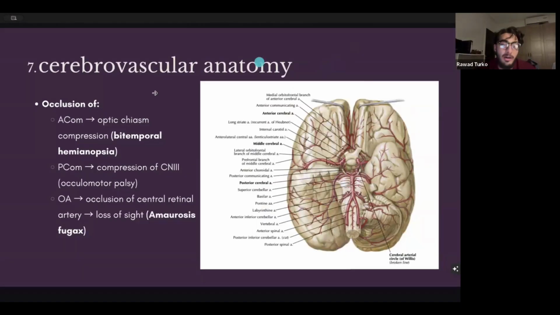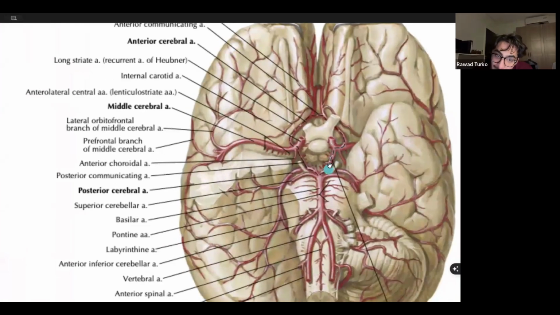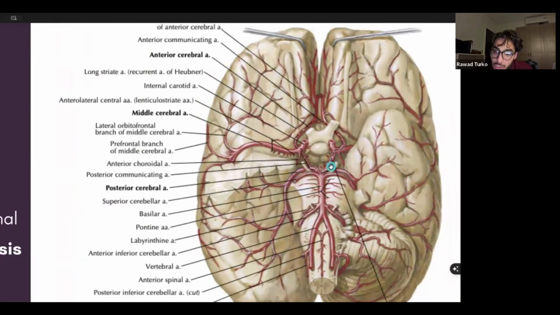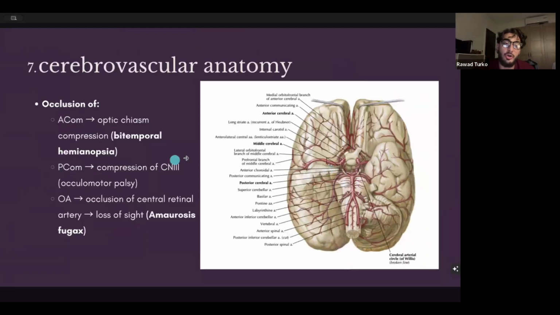So again, ACOM, an aneurysm there would act similarly to an adenoma, and a pituitary adenoma would cause bitemporal hemianopsia. PCOM, if we take a look at where PCOM is, the posterior communicating, it's right at the junction of where the oculomotor nerve would come out of the midbrain. So an aneurysm there would cause compression of the oculomotor nerve, which can cause oculomotor palsy.